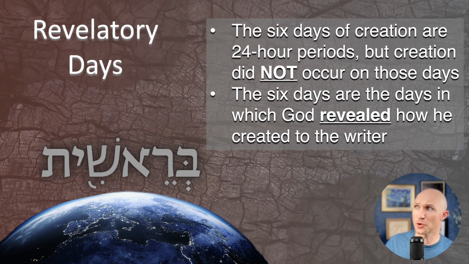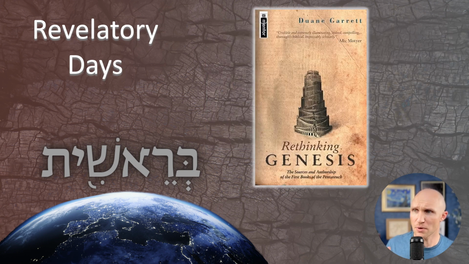Now, the next view is the revelatory days view. This view is that the 6 days of creation are 24-hour periods, but creation did not occur on those days. Rather, these are the days in which God revealed how he created to the writer of Genesis chapter 1. And a scholar that's done some work on this is Dr. Dwayne Garrett. He wrote a book called Rethinking Genesis, and this is largely dealing with the documentary hypothesis or the JEPD theory. If you're interested in that, I would recommend this book.